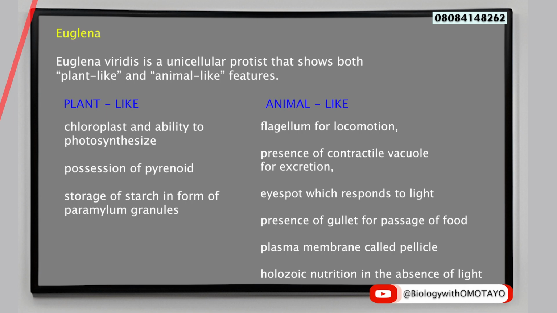And as you can see projected on the slide here, you will see characters of euglena that are animal-like and characters of euglena that are plant-like, as well as uniqueness associated with euglena. Another unicellular organism is the trypanosome. Another is the chlamydomonas, and so on. So, 2, we'll be moving to cell existing as colony.